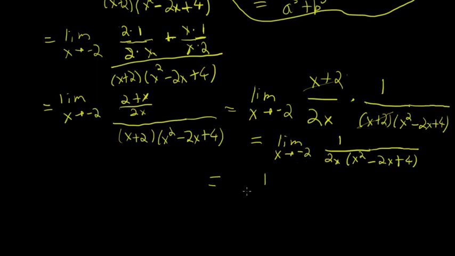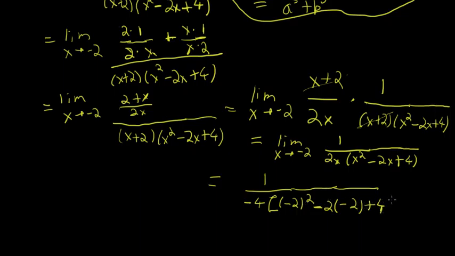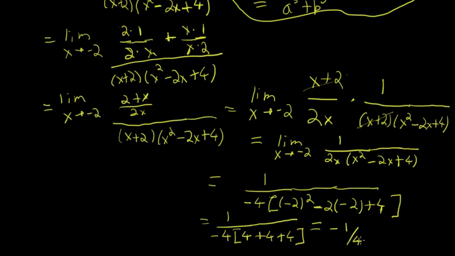So as x gets really close to -2, this 2x term here is going to get really close to -4. X squared is going to get really close to -2 squared. Minus 2x is going to be approaching -2 times -2. Then we just have a plus 4. Close parenthesis. So this is 1 over -4 times -2 squared is 4. -2 times -2 is 4. So -4 times 4 plus 4 plus 4. And that is -1 over 4 times 12, which is 48.